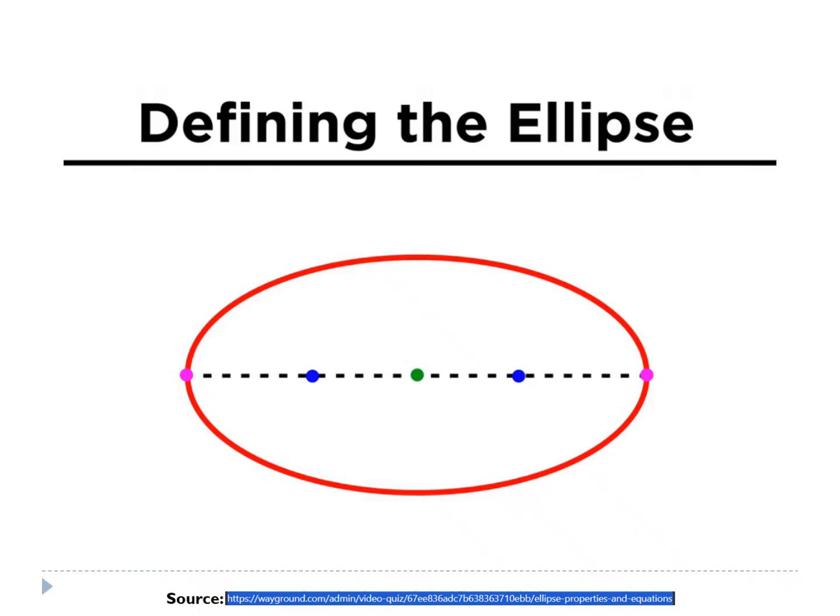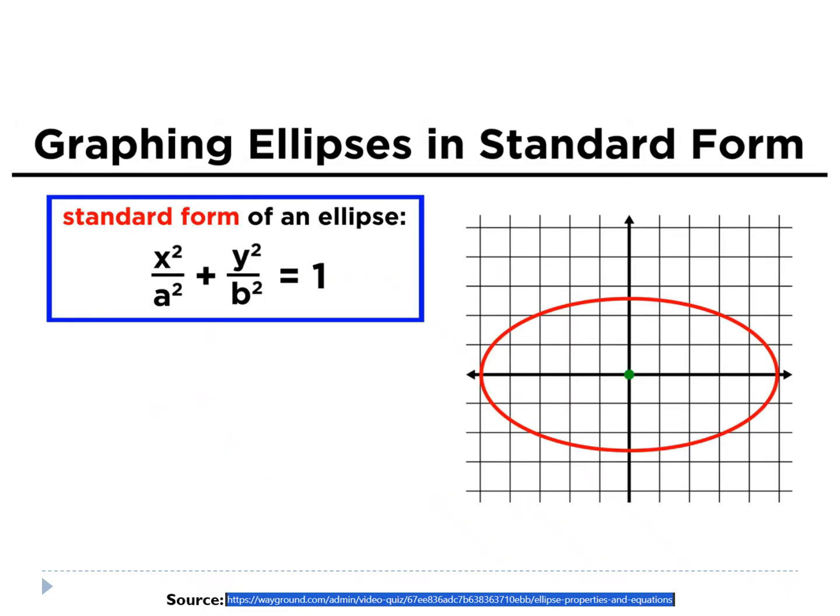As mentioned in the previous video, we just need these very important points. We have five points here: the vertices, which we can call V1 and V2, and we have F1, F2, and the center of the ellipse. And when you graph this, this is the standard form of an ellipse. If the expression on the left side is equal to 1 on the right side, then we can say that this is a standard form of an ellipse.